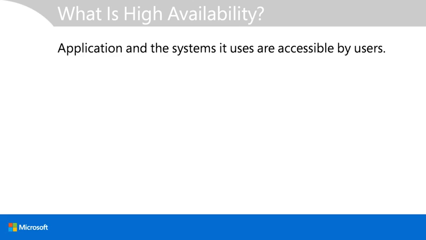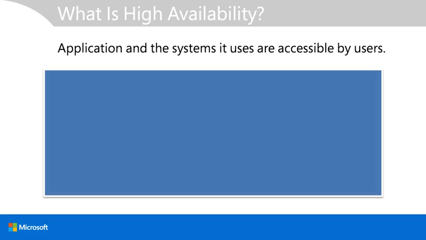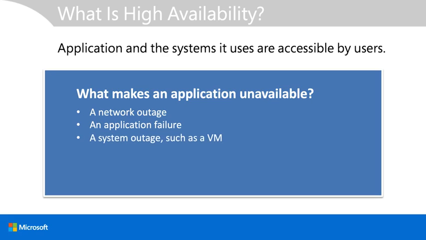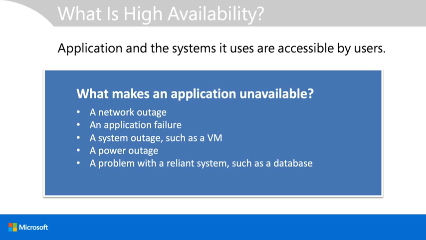So what exactly are the things that can impact availability? Well, it's a pretty long list actually, but some of the more common causes for availability issues are a network outage, an application failure caused by code defects or maybe configuration issues with the application, a system outage, like maybe an outage of a virtual machine that's hosting an application, a power outage, obviously, can cause availability problems, and a problem with one or more reliant systems, such as a database that an application uses.